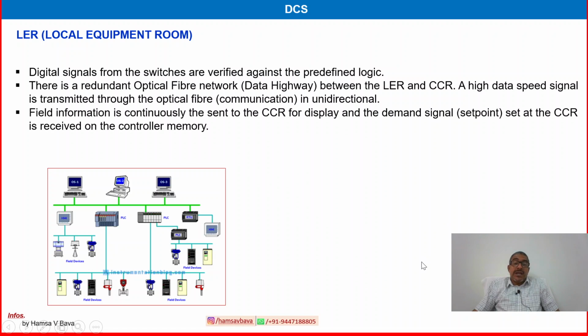Field information is continuously sent to the CCR for display, and the demand signal set point from the CCR is received in the control memory. So it is communicating both ways. Field information is continuously sent to the CCR, and set point and other information is received from the CCR to take necessary action.